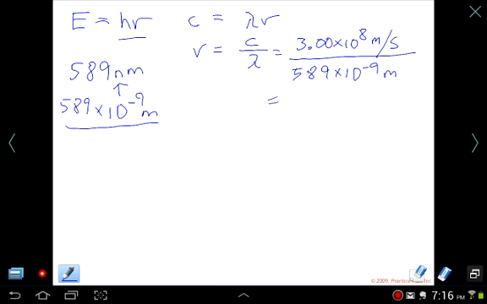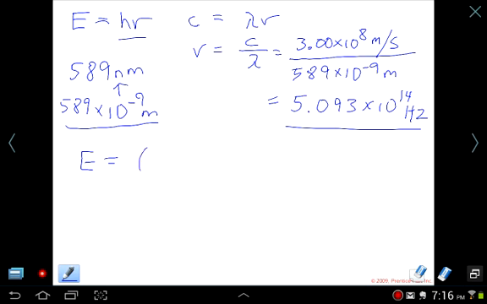And if we do this, we'll get ourselves a frequency. So we have 3.00 times 10 to the 8th divided by 589 times 10 to the negative 9th. And what we get is roughly 5.09, keeping a few more significant figures, 5.093 times 10 to the 14th Hertz, or inverse seconds. And now we're able to plug this value into our E equation, and the energy will be equal to h, recall, is Planck's constant, so that number will stay the same.